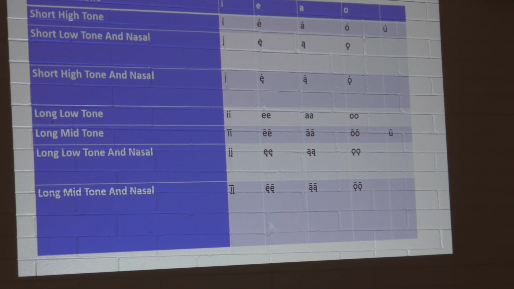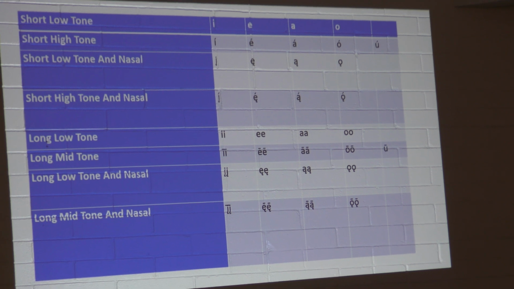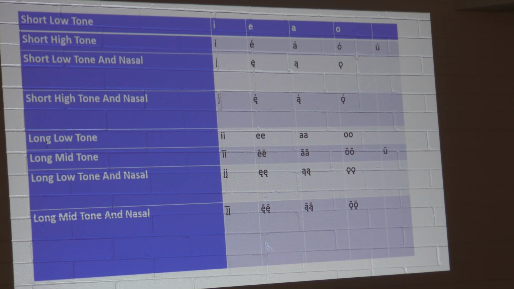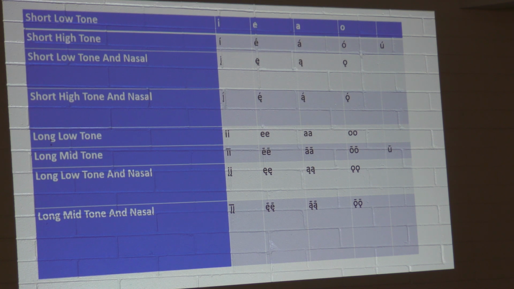Okay, you see there, you have the short low tone. You have to remember, don't pronounce these as I, E, A, O. Because if you pronounce the top line in blue as I, E, A, O, you're spelling English, you're not spelling Apache. Forget about English. I know it's hard. You gotta forget about English when you learn Apache spelling.